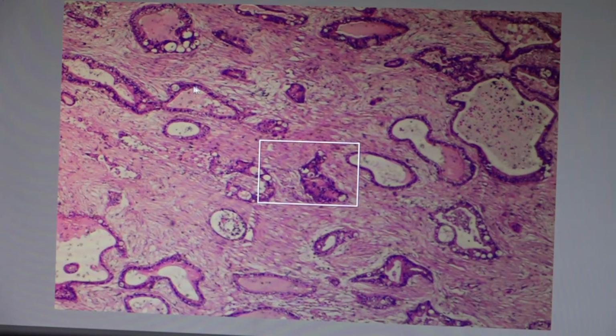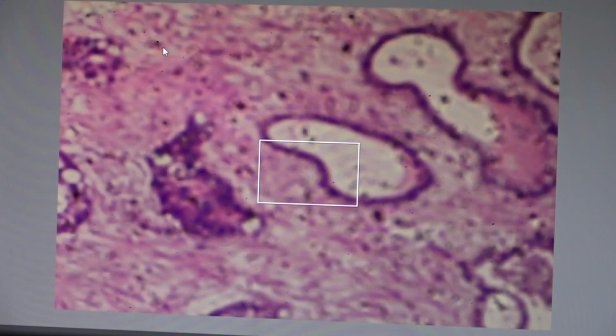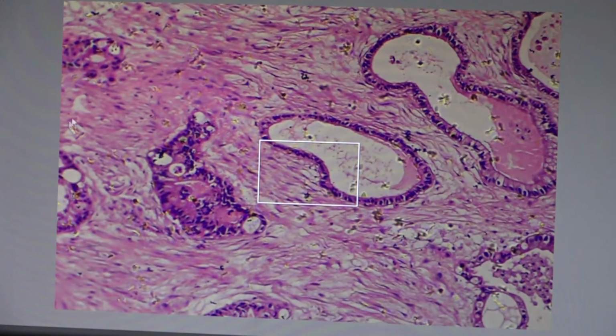This is well-differentiated adenocarcinoma. Higher power to see the morphology of the cells. Also hyperchromatic, pleomorphic. These cells are hyperchromatic, pleomorphic.